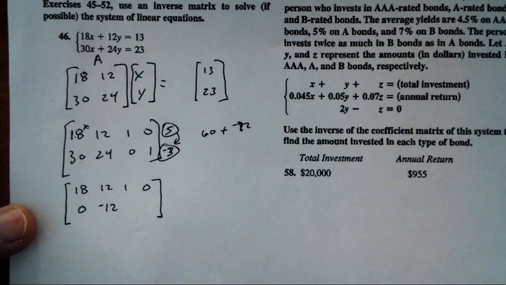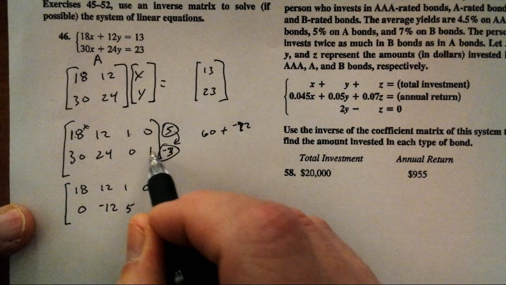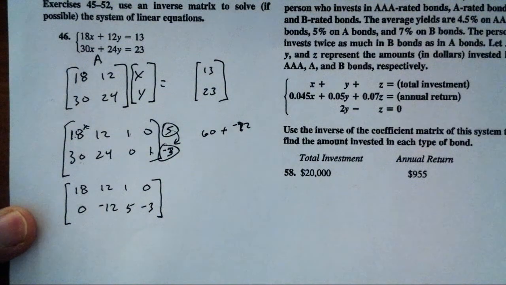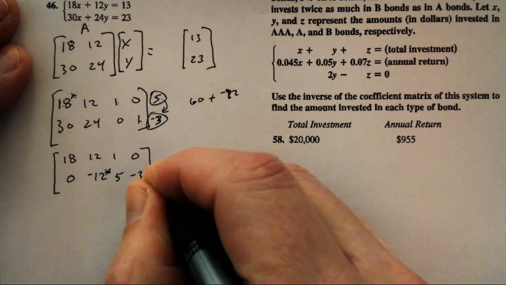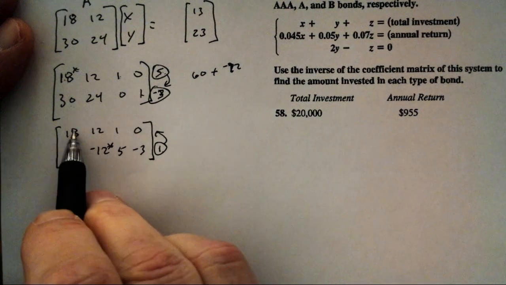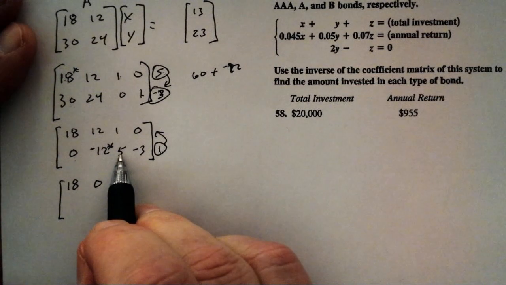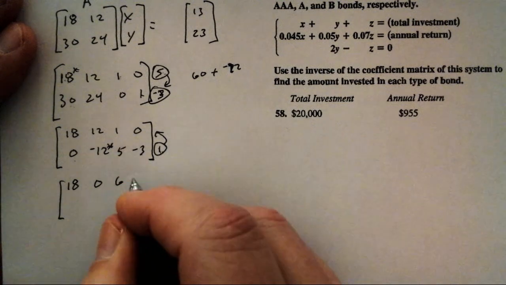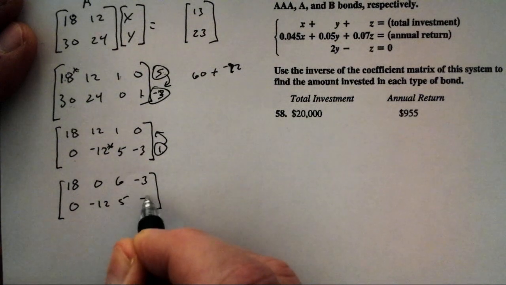If you look at our moving forward step here, I get 5 and 0, and I get 0 and negative 3. Perfect. Leaving this as it is and sending it up. And I get 0 and 18, negative 12 and 12, 5 and 1, negative 3 and 0.